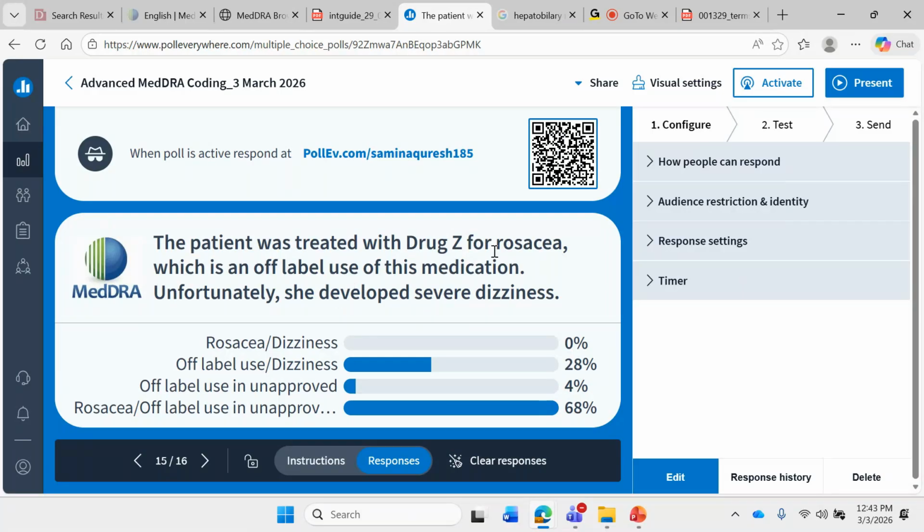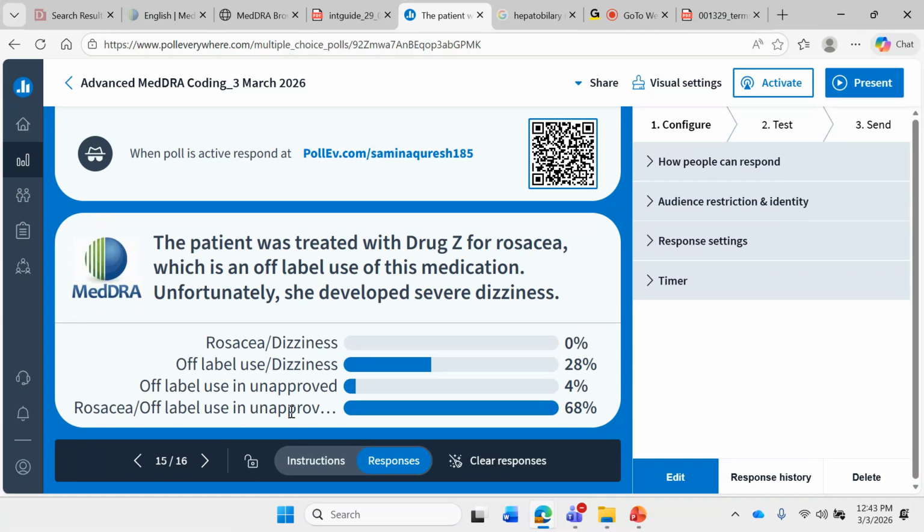He was treated with drug Z for rosacea, and they're showing you that using the drug for treating rosacea is off-label use of this medication. So it's not typically indicated for rosacea, and they're telling you it's treated for rosacea, but this is off-label use of this medication. So you can say off-label use in unapproved indication. It's telling you that information.